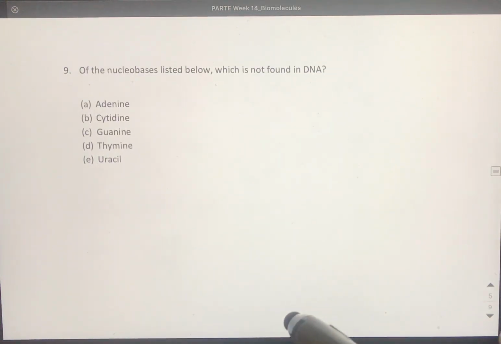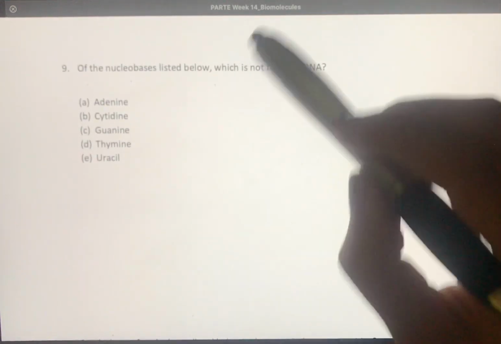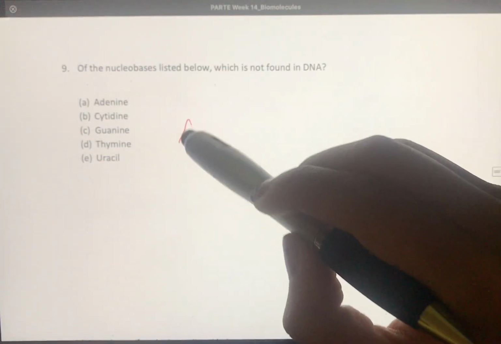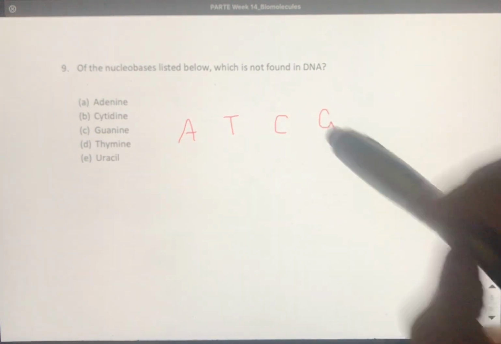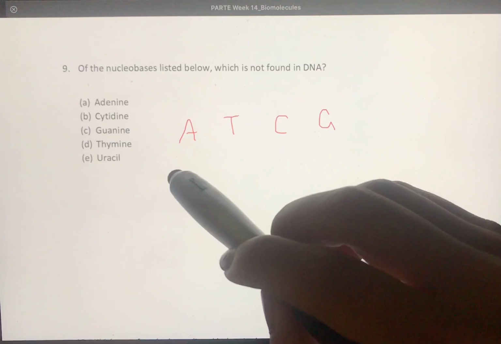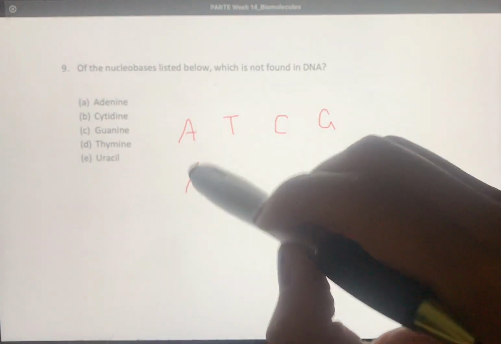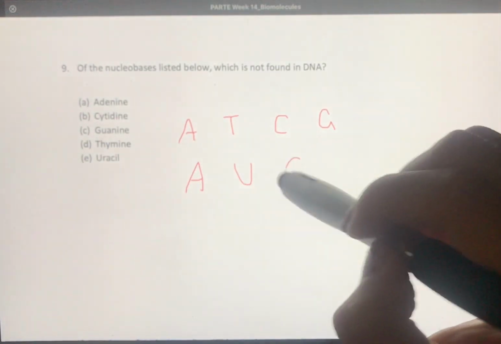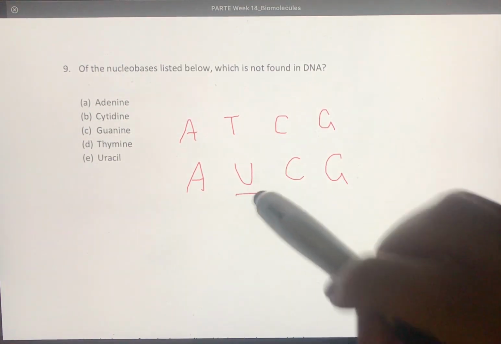So this is just going to be a memorization question. Of the nucleobases listed below, which one is not found in DNA? So DNA has A, T, C, and G. And then RNA has A, U, C, and G. So the one that's not found in DNA is U, uracil.